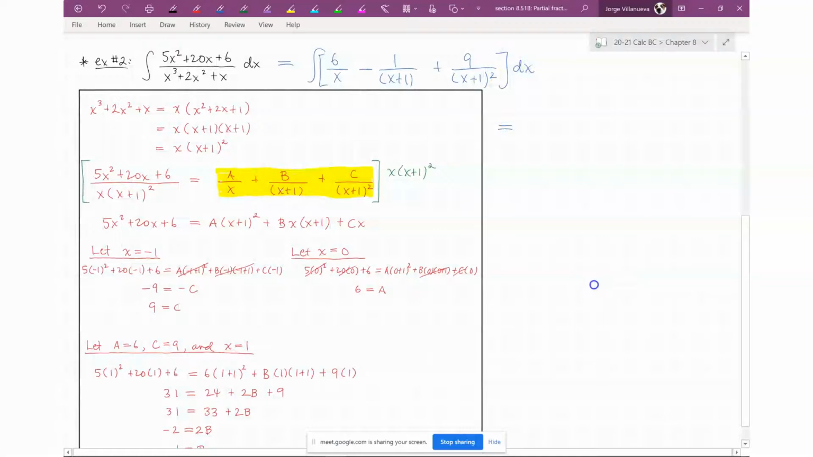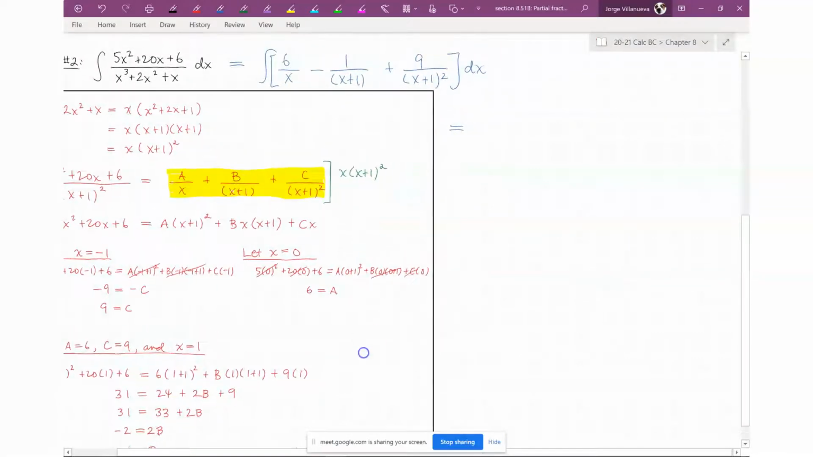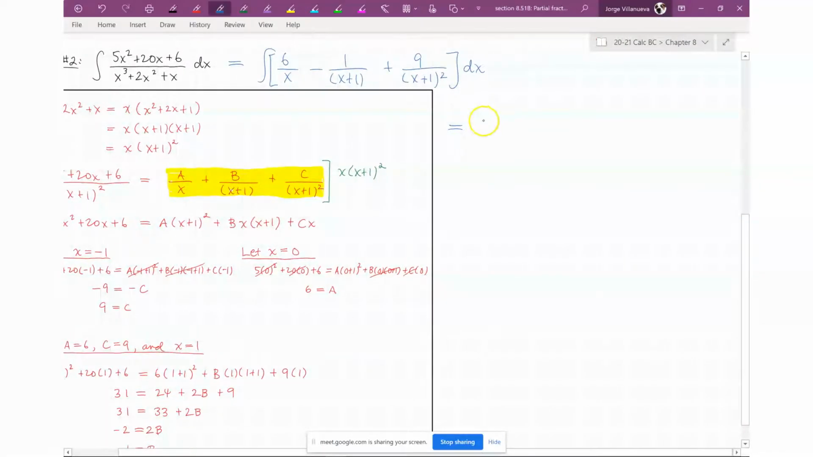Now let me break those apart. This is 6 integral of 1 over x dx, minus integral of 1 over x plus 1 dx, plus 9 integral of 1 over (x plus 1) squared dx.